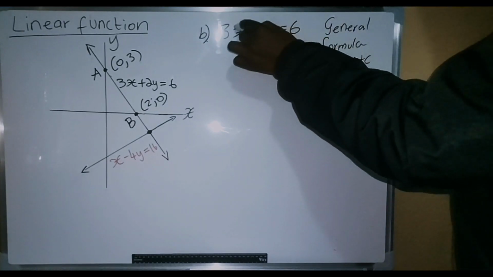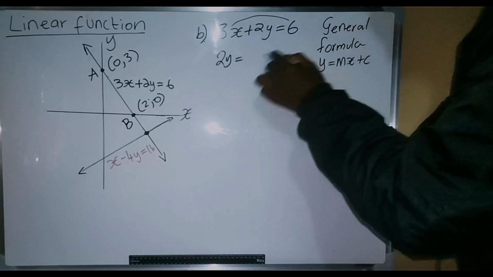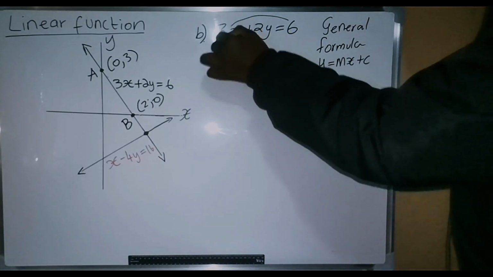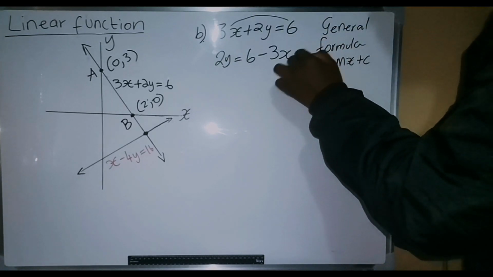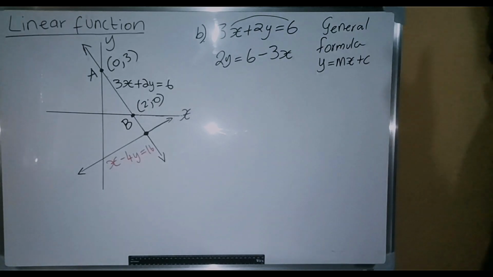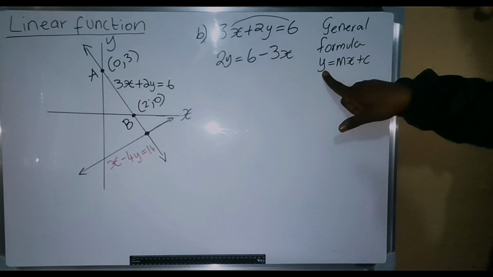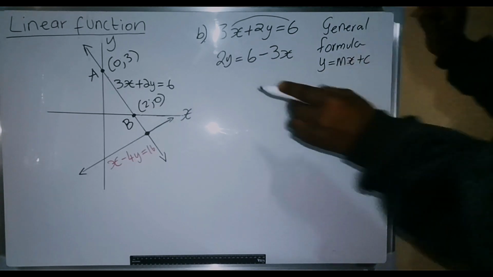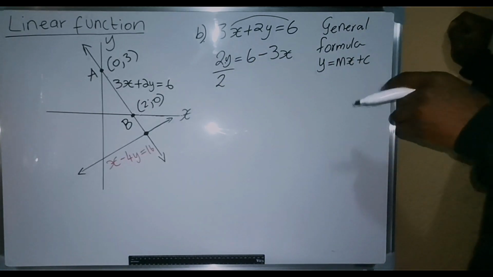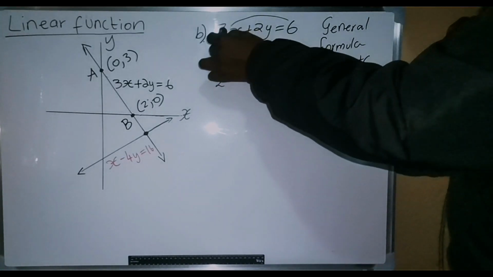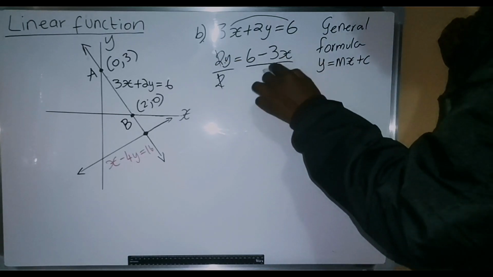Which means this 3x comes to the right side. Then you are left with 2y equals 6 minus 3x, because when it changes sides, positive becomes minus. Now, to solve for y, I am going to divide both sides by 2. Therefore, if you want to solve for y, you divide both sides by 2, so that the 2 is divided by 2.